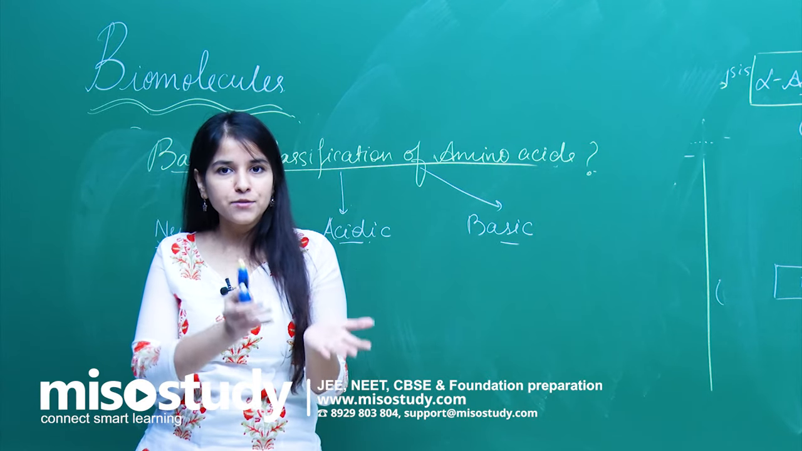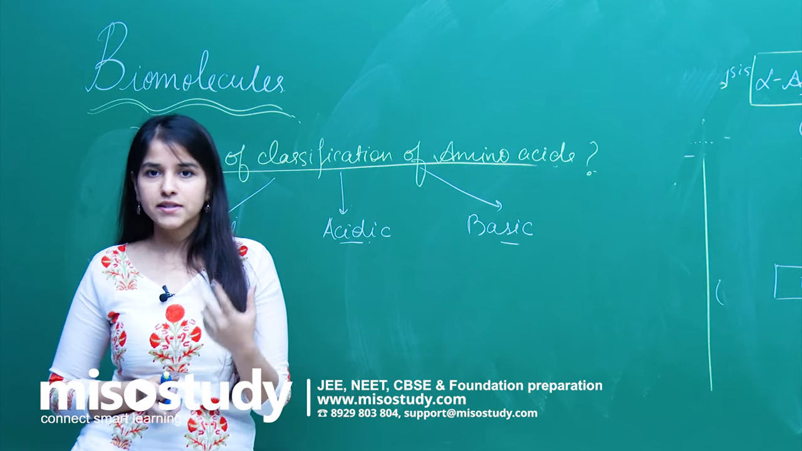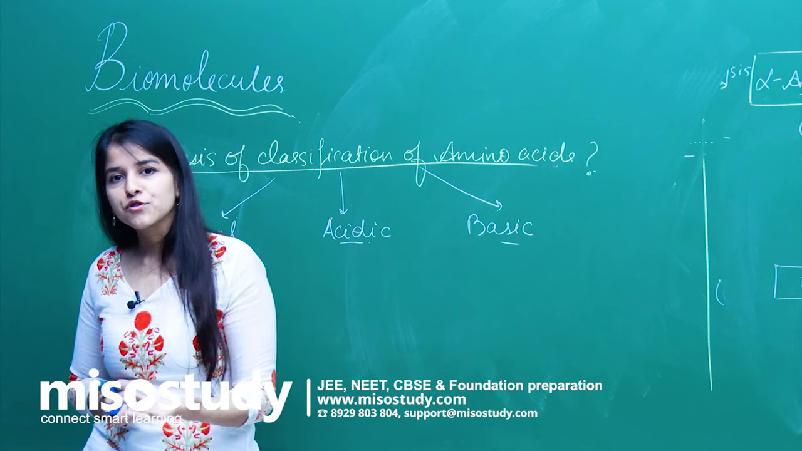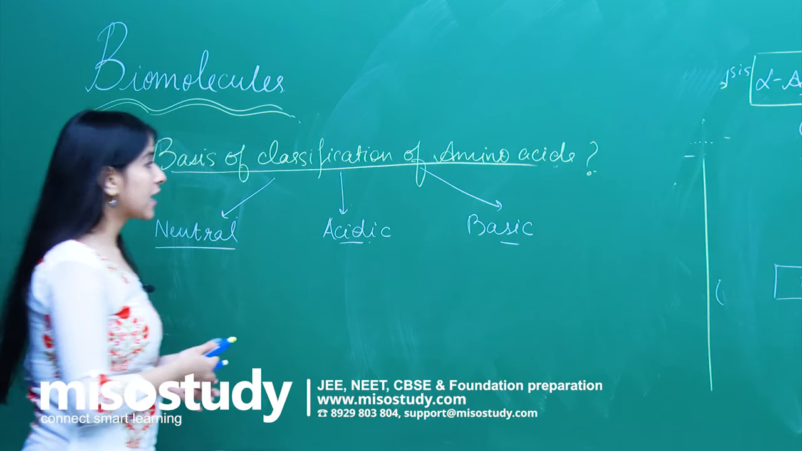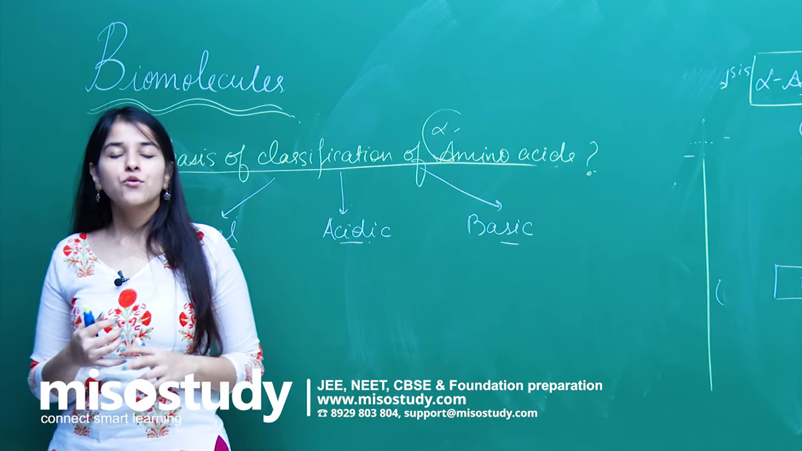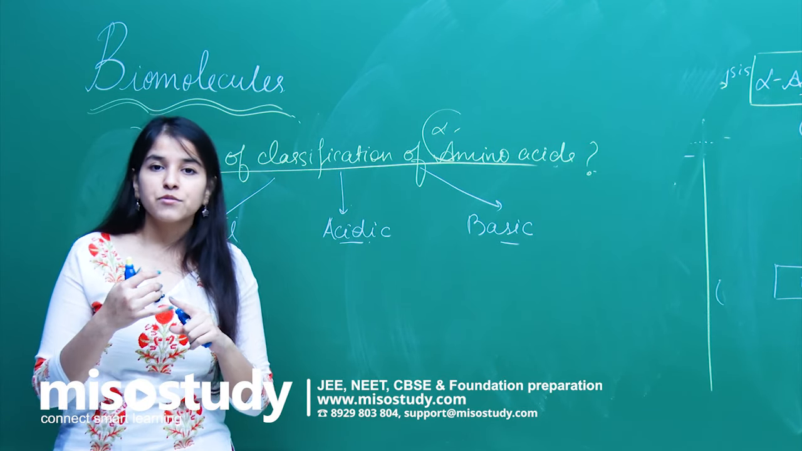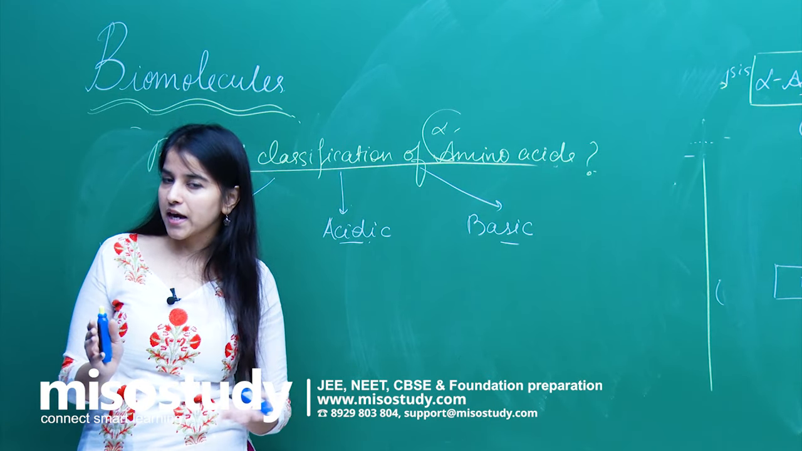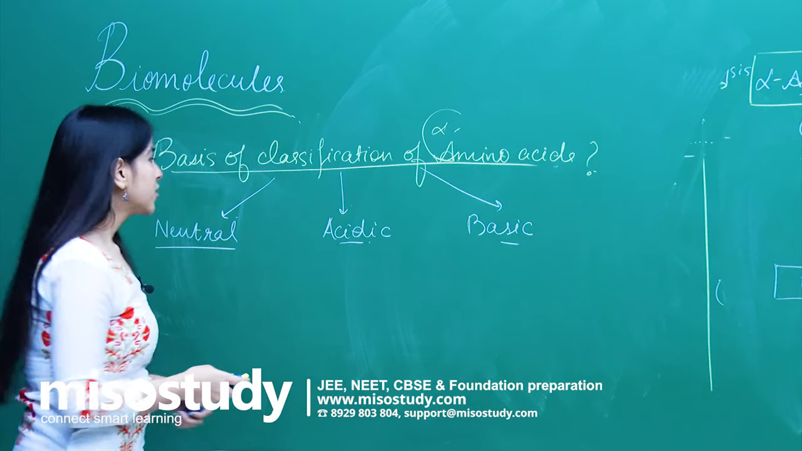So, one is base, the other one is acid. So, if both are present in similar quantity, that means 1-1, then what will happen? It will be altogether a neutral compound. I'm talking here about the alpha amino acids. So, those alpha amino acids having only 1-1, that means one NH2, one COOH, one is basic, one is acidic, making the overall alpha amino acid a neutral compound.